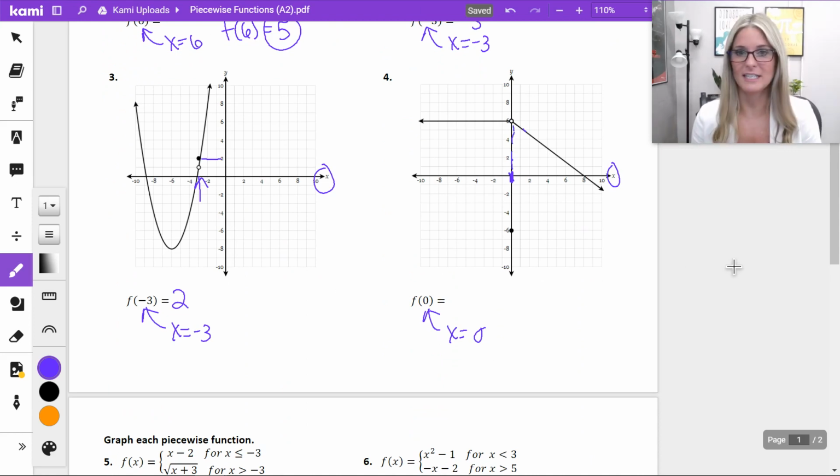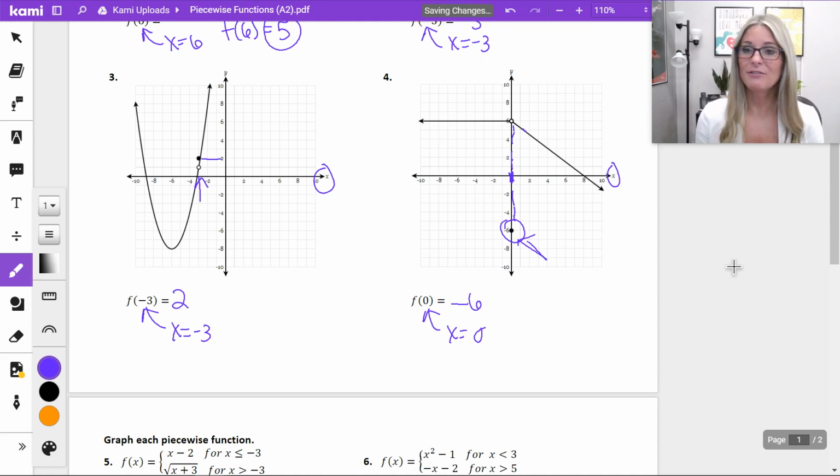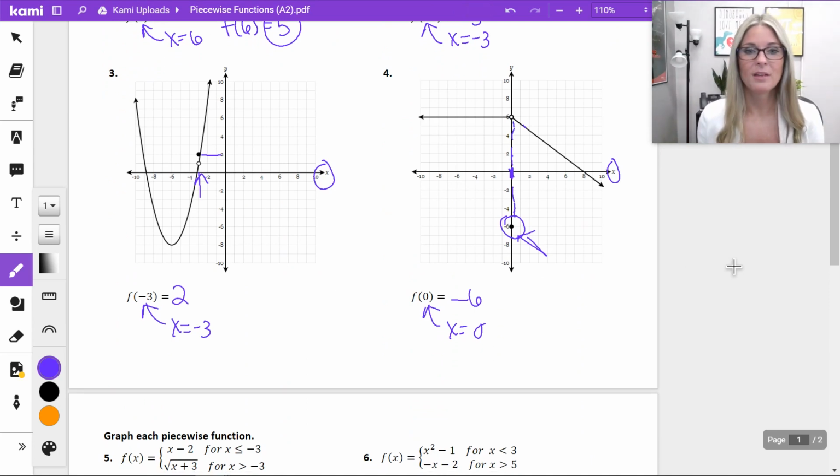The function does not exist there. If I travel down, I get to that solid circle, and its y value is -6. So that's how you evaluate piecewise functions graphically. Do take note, those open and closed circles would be where those functions exist or do not exist.